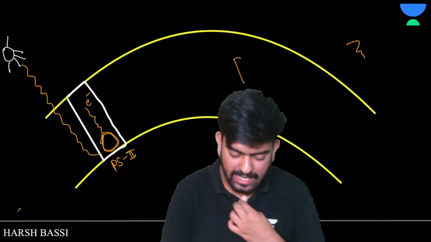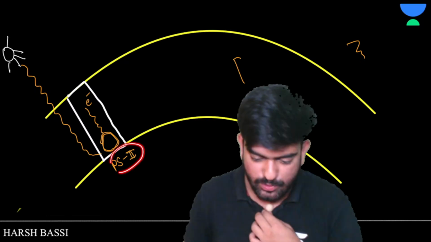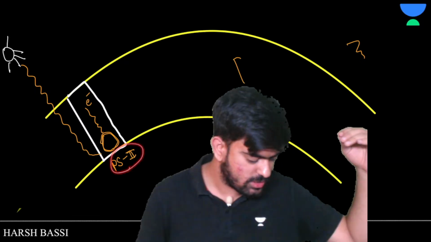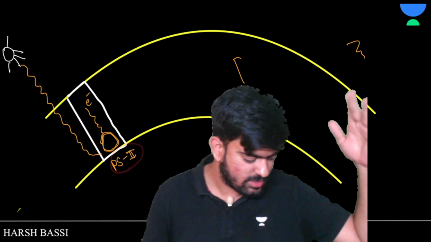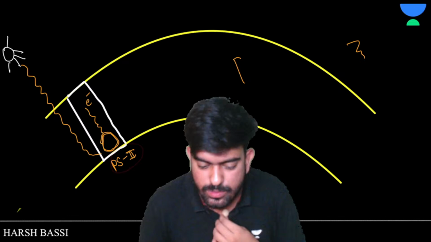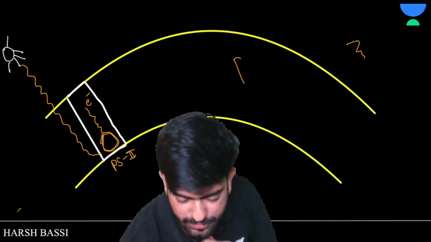Now I am saying that this photosystem 2 is receiving the light. As soon as this photosystem receives light, what is going to happen? The electron is going to get excited. Clear to everyone? Yes or no?